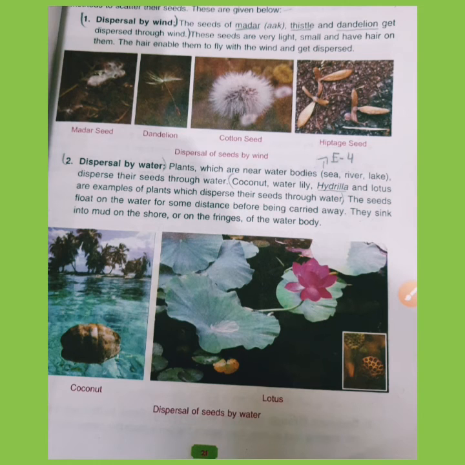Dispersal by wind. The seeds which are lighter and have wings can be dispersed by this method, like madar seed, dandelion, cottonseed and hiptage seed. Dispersal by water. Plants which are near water bodies, sea, river, lake, disperse their seeds through water.